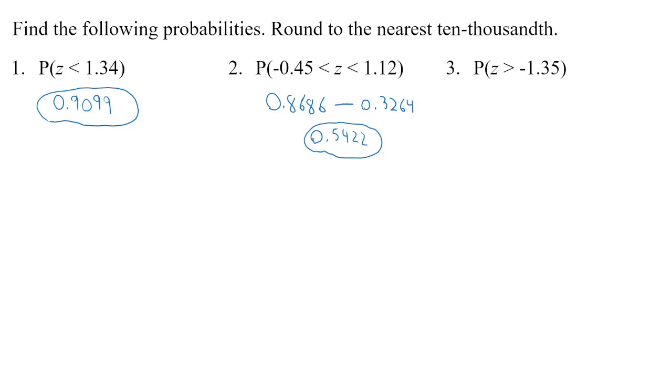All right, number 3: you're looking for the probability that z is greater than negative 1.35. Well, since this is greater than, you're going to find the probability for negative 1.35 and subtract it from 1. So let's look for negative 1.35 in your z table.